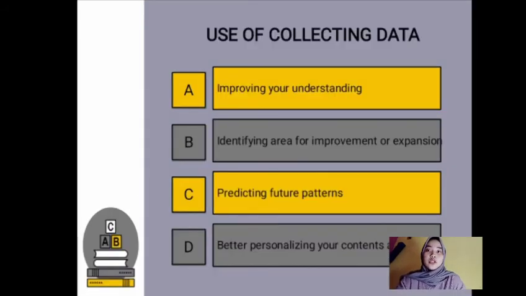And then the last use of collecting data is better personalizing your content and messaging. That means you can use this collected data to learn interests and preferences.